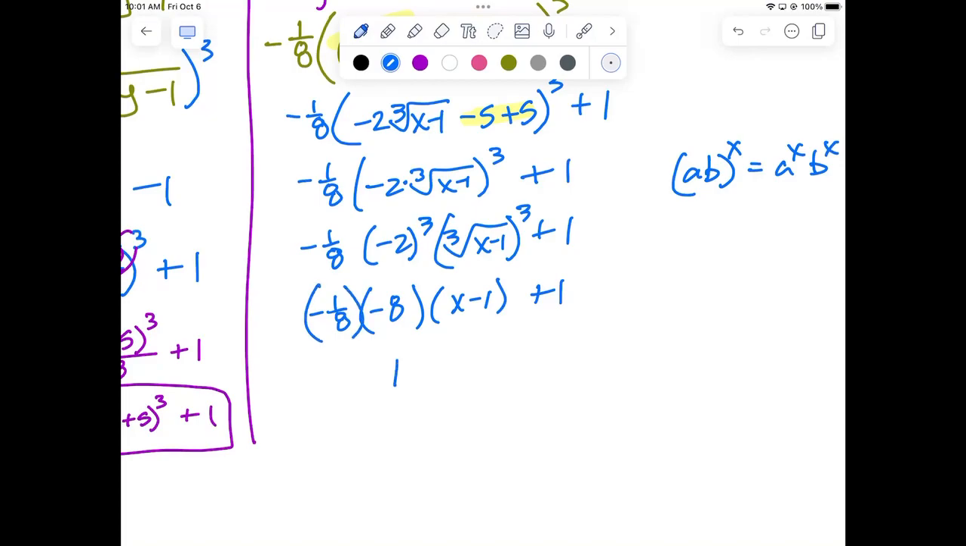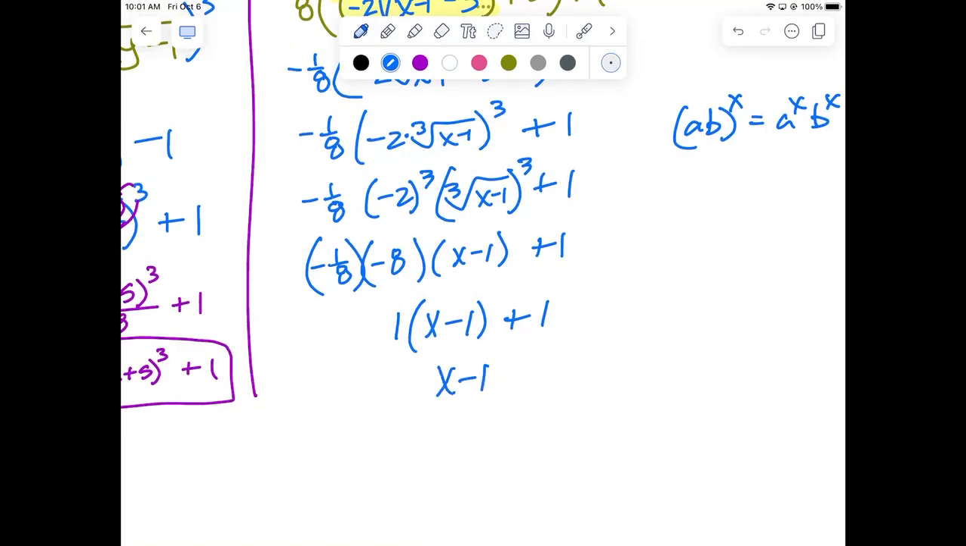I get 1, don't I? That's 1. Anything times its reciprocal is 1. So I get 1 times x minus 1 plus 1. And of course, 1 times anything is itself. So I could drop those parentheses.